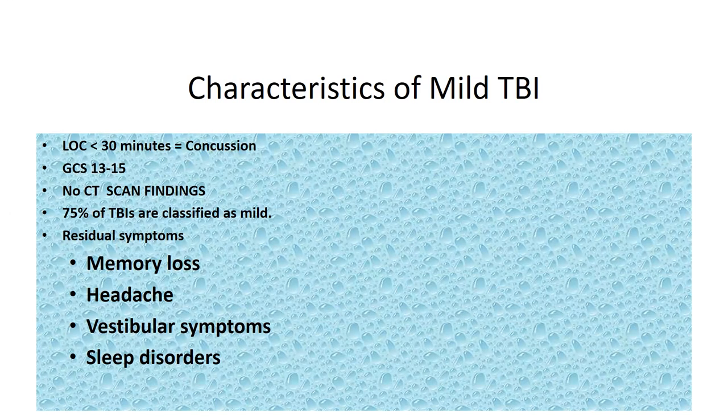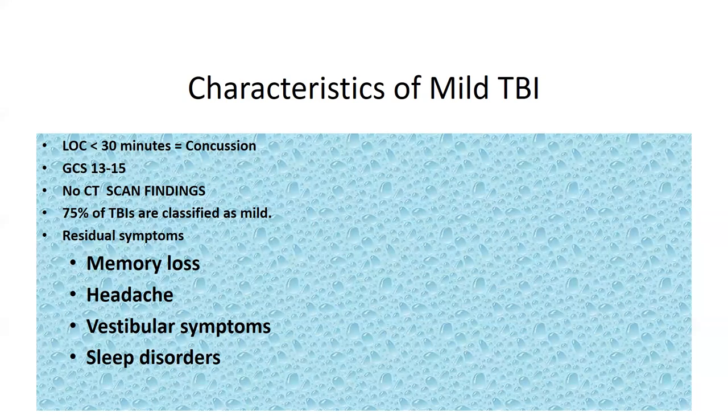Still now, the Glasgow Coma Scale is the gold standard scale. Generally, it is applied in all the trauma hospitals, not only in the country, but throughout the world. And in the mild TBI, generally the Glasgow Coma score is from 13 to 15. And there is no CT scan finding. 75% of TBI are classified as mild. So what I have described, especially the concussion and this mild TBI, is very much important for all of us, because 75% of all TBI are classified as mild.